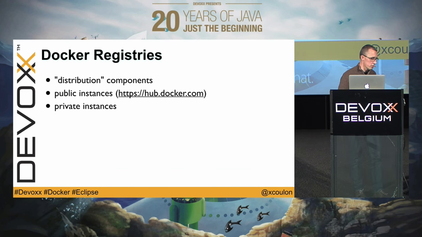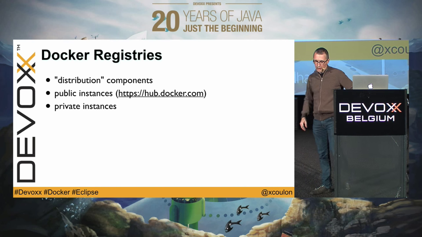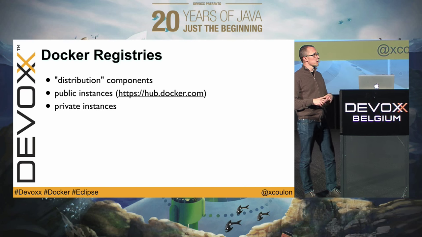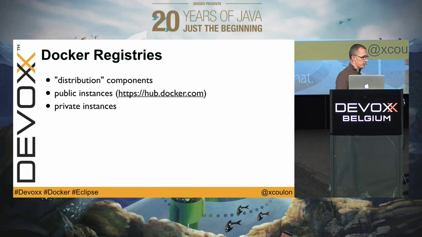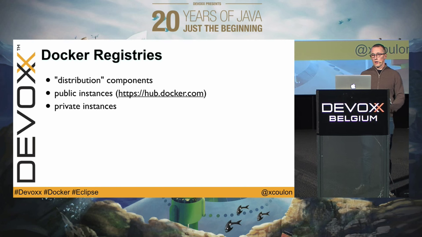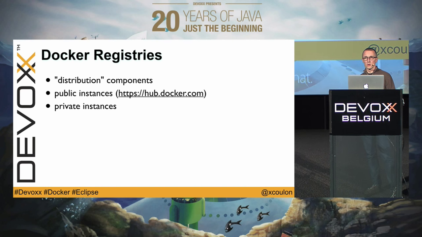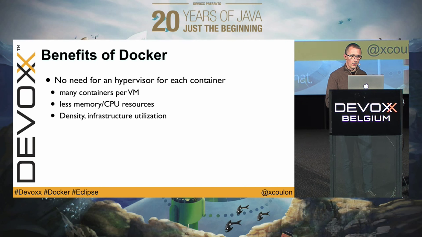Which brings me to Docker registries, which are the distribution components. There are some public instances, such as Docker Hub. And you can have your private registry in your company if you want to share images, but not with the outside world. You can see Docker registries as Maven repositories if you're familiar with this kind of thing, such as Maven Central or Nexus if you want to run it inside your company. OK.